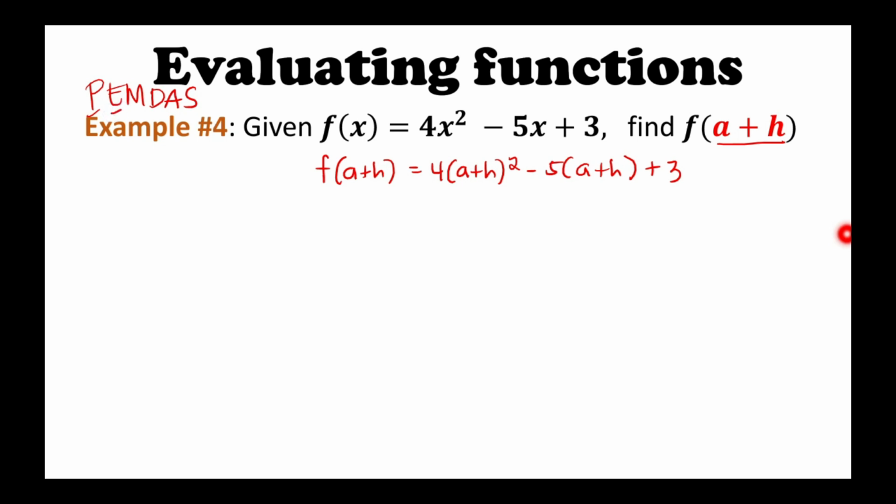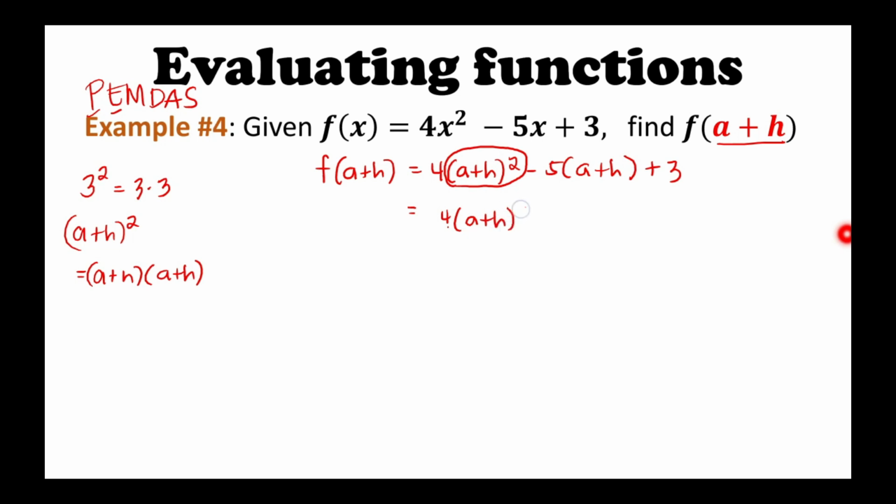So may exponent po ba tayo? Same pa rin. Ito, may exponent tayo, which is yung a plus h square. We know kapag may exponent tayo na 3 square, it means that 3 times 3 po yan. How about kapag may a plus h square tayo na exponent? Ibig sabihin, multiply natin ng dalawang beses si a plus h tsaka si a plus h. Okay? So bring down lang natin yan. 4 times a plus h, then multiply natin si a plus h pa rin. Bring down natin si 5 times a plus h, then yung plus 3 natin.